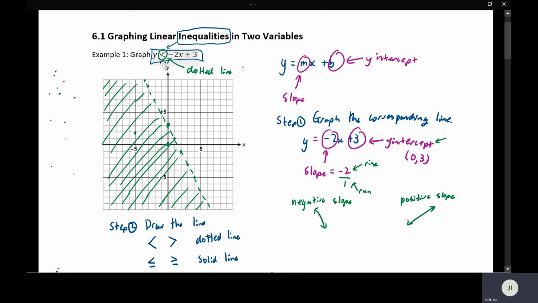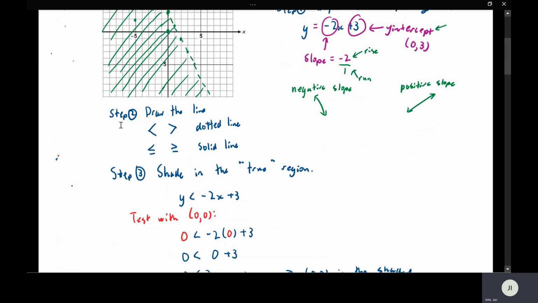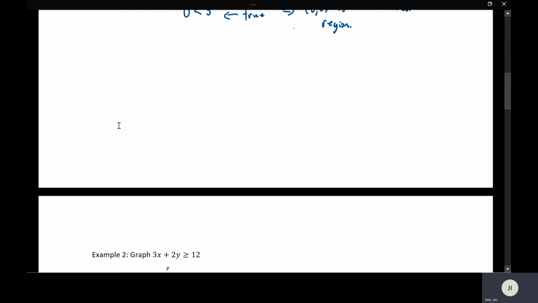So that's what these inequalities are. So the graph of these are basically you're graphing regions, right? Not just lines. All right, cool. So I'm just going to go on to the next one here.